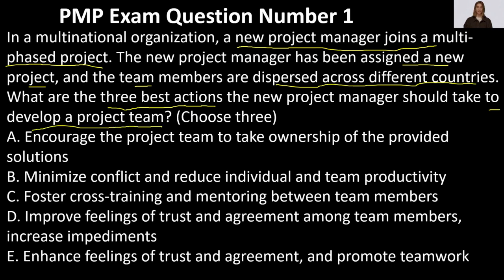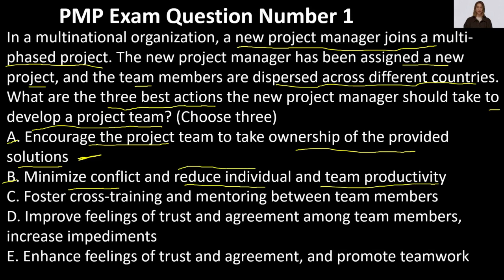Option A suggests that the new project manager should encourage the project team to take ownership of the provided solutions. This is a good option as it empowers the dispersed team to make decisions. Let's consider this option and come back to it after reviewing the others. Option B suggests that the new project manager should minimize conflict and reduce individual and team productivity. However, the new project manager should aim to increase individual and team productivity, so this option is not the best choice.